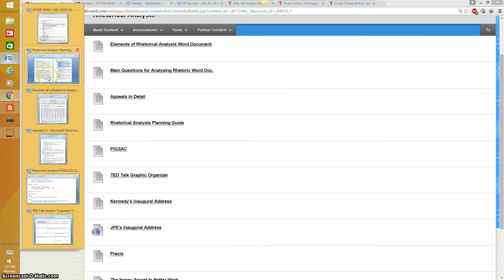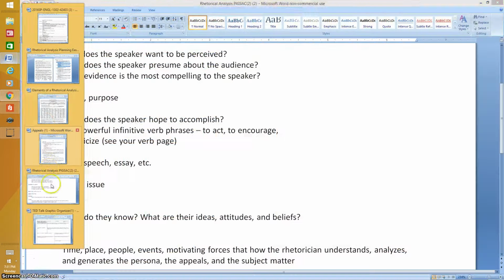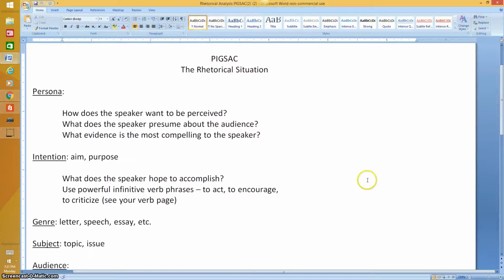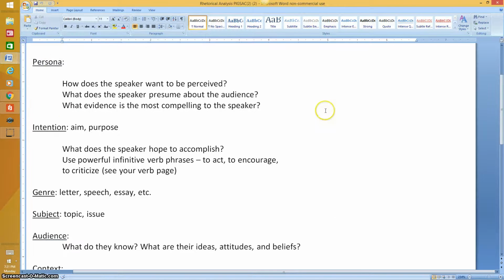Okay, so we've done this, we've done this. Here is PIGSAC. This is the rhetorical situation. This is how all parts act together. And by parts, I mean the audience, the speaker, the time period, or context. And so PIGSAC is an acronym. Each letter stands for something. So the P stands for the persona. How does the speaker present himself?